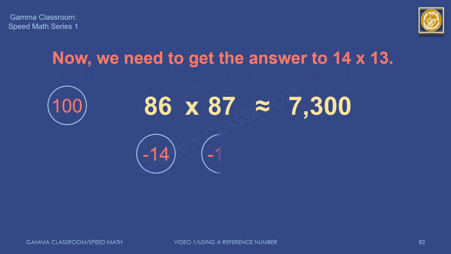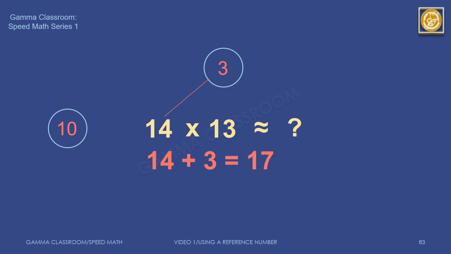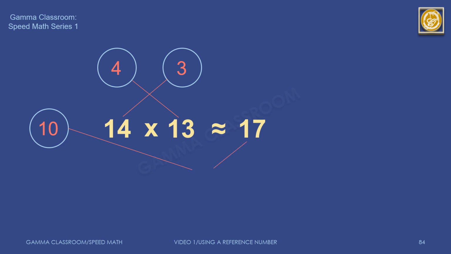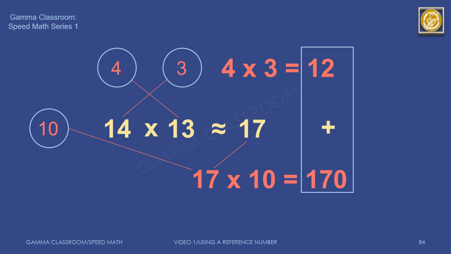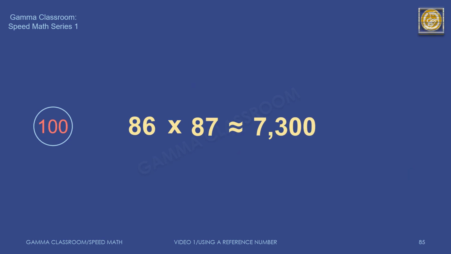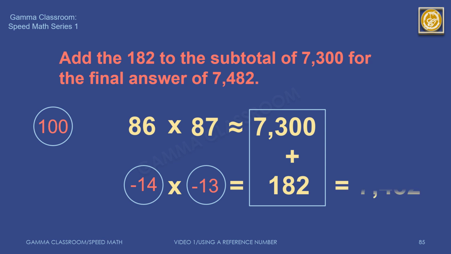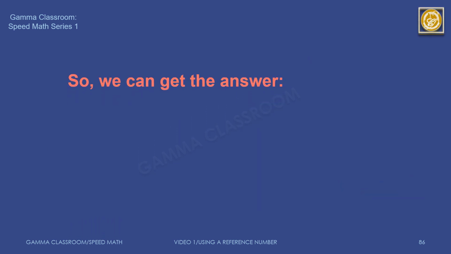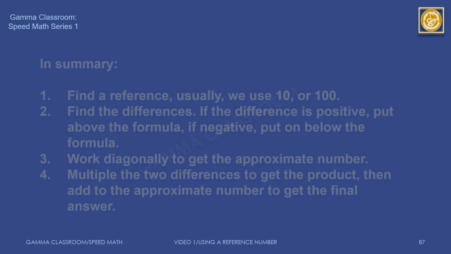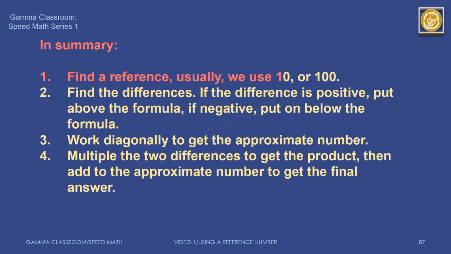Now, we need to get the answer to 14 times 13. 14 plus 3 equals 17. 13 plus 4 equals 17 too. So, add the 17 after the equal sign. Use the 17 times the reference 10 equals 170. Then, times the two difference numbers, 4 times 3 equals 12, and then 12 plus the subtotal 170 equals 182. Add the 182 to the subtotal of 7,300 for the final answer of 7,482. So, 86 times 87 equals 7,482.